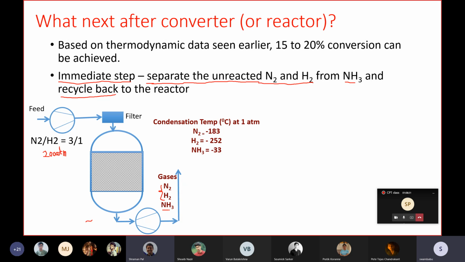Minus 33. Yeah. If you liquefy all three gases at minus 33, which one will become liquid? Ammonia will become liquid, whereas nitrogen and hydrogen will remain as gases because their condensation temperatures are much lower. That is why I said nitrogen and hydrogen can be used as quench gases, because they remain as gases even at very low temperature.